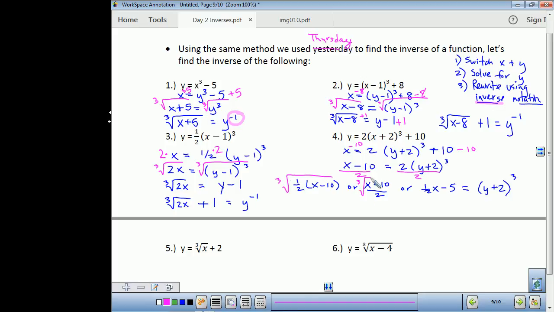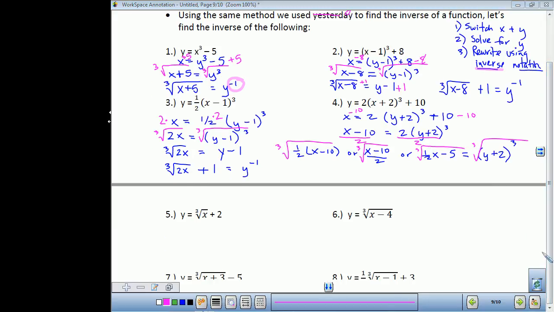Okay, so let's see what it would look like when I take the cubed root here, or the cubed root here, or the cubed root here. That's what they look like. Now all those are right. Every one of them. And so the last step would be to move the 2 over. So one acceptable answer would be this.